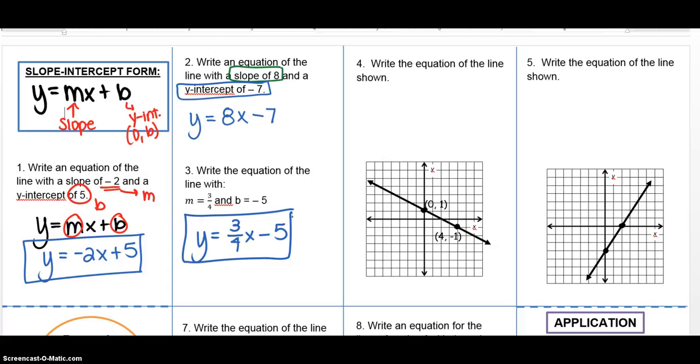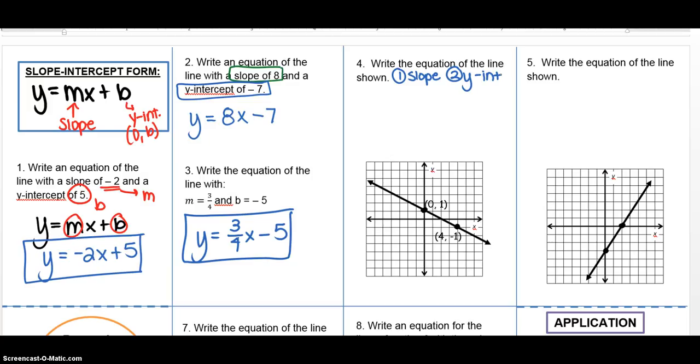Okay, so we're going to move to the next tab, which is to the right, and on the front of it, it says write the equation of a line given the graph. So in 4 and 5, we have a graph there. In order to write the equation of the line, remember you need two things. The first thing you need is the slope. The second thing you need is the y-intercept.